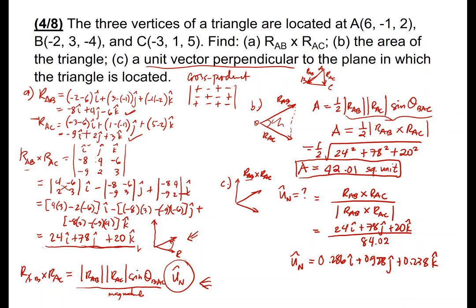This cross product vector can be expressed by a magnitude and a direction. This one is only the direction, and the magnitude is 84.02, and that magnitude is directed along this unit vector. That's the physical meaning of this value. This is only the direction. The magnitude is 84.02.